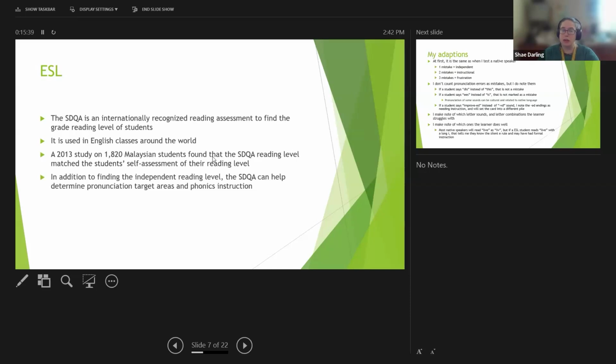ESL: it is internationally recognized as a grade reading level for students. Like a study in 2013 in Malaysia found that when they did the assessment, it actually matched the students' self-assessment of where they were. In addition to finding the independent reading level, it can help determine pronunciation target areas.